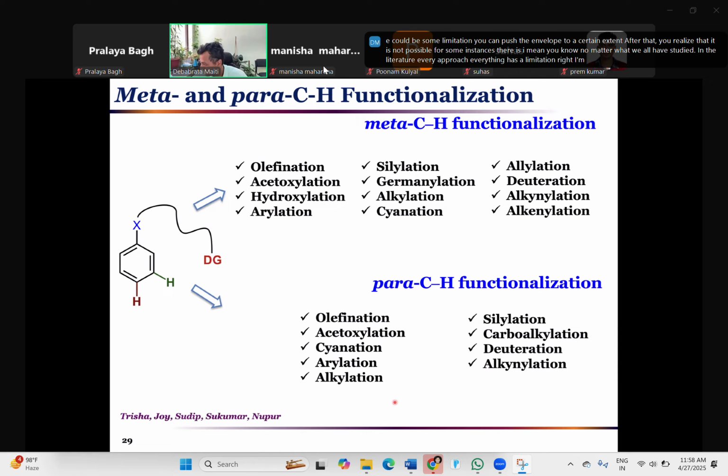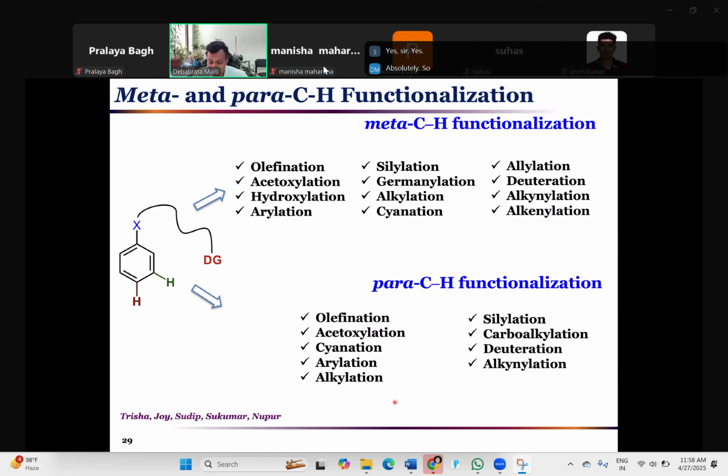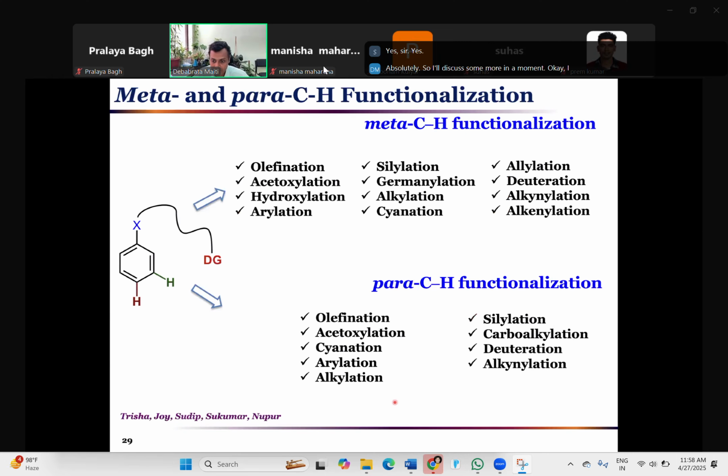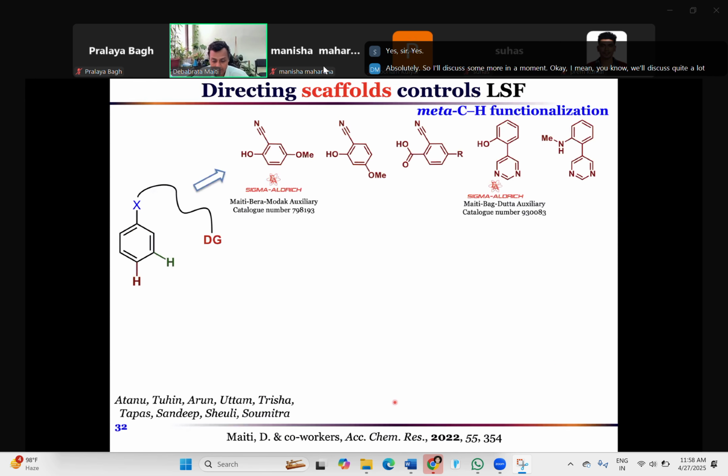So this is where the research and the further development and the strategies have to evolve. It's a constantly evolving field. Everything, right? No philosophy is completely right. Everything has to be challenged with respect to time, and then a new philosophy or modified strategy has to come up. Yes, sir. Got it. Absolutely. So I'll discuss some more in a moment. We'll discuss quite a lot actually on that strategy.